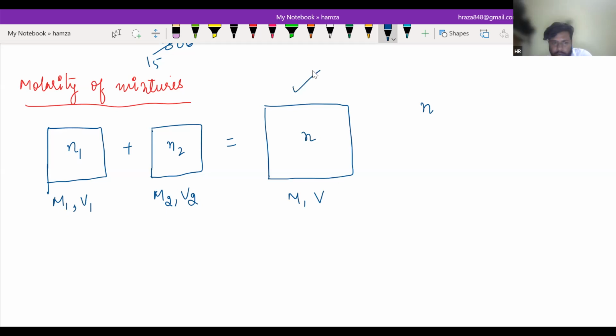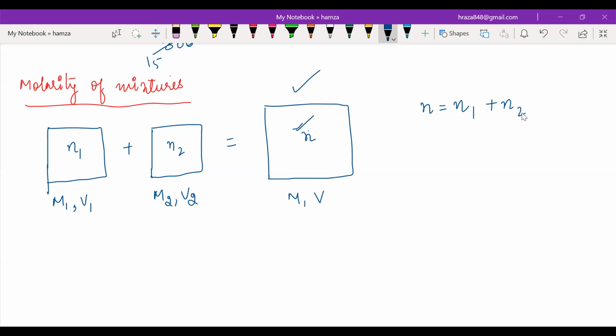In the bigger container, since I already told you that whenever we talk about number of moles, we will talk about number of moles of solute, not solvent. So here it is number of moles of solute. N in the bigger container will be equal to N1 plus N2. Will it be equal to N1 plus N2 or not? If you have any doubt, please ask me.